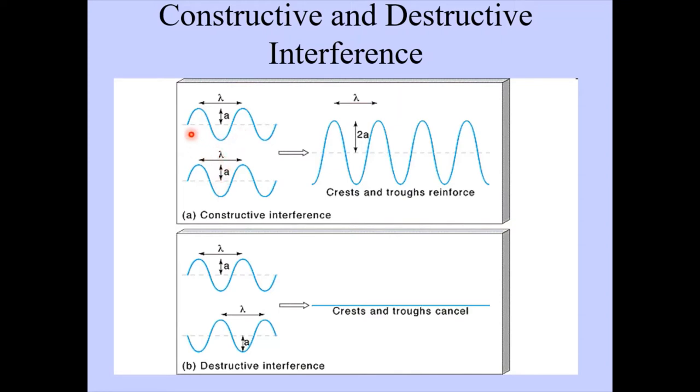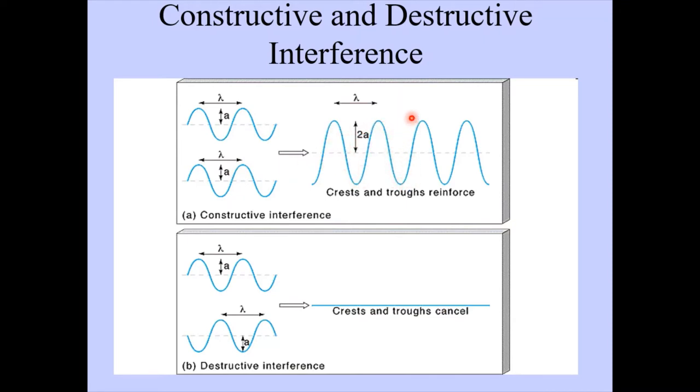So what happens here, remember by superposition, we have to add this to this. So when we add these together, we get a resultant wave with twice the amplitude of the individual wave. So if the amplitude here is A, the amplitude here is 2A, because we're adding this A to this A down here, and we're getting a stronger wave.